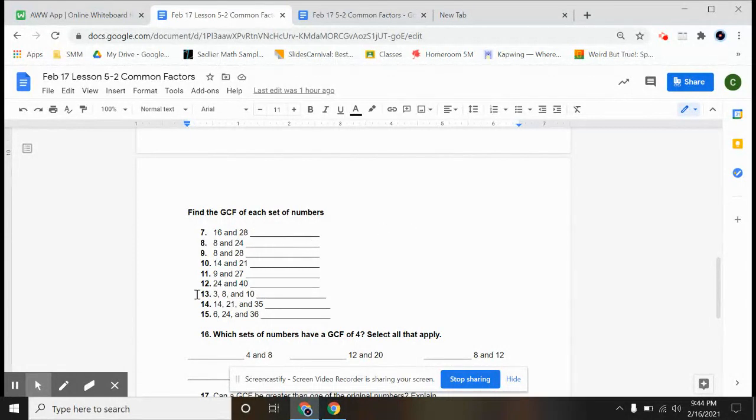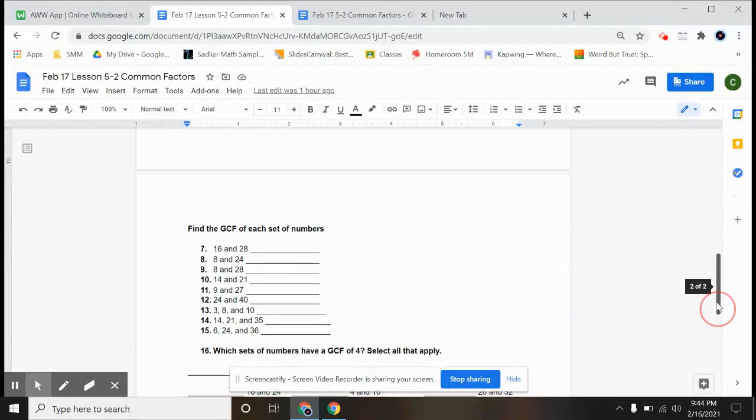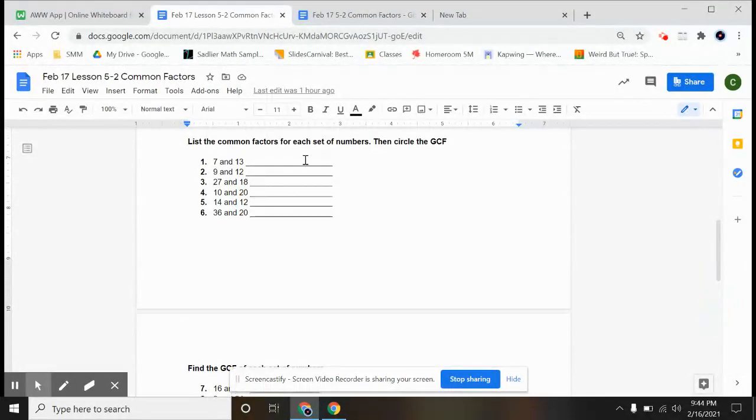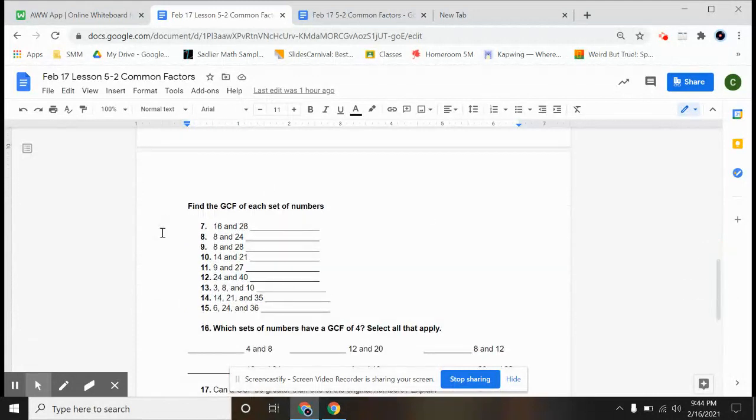The only difference between this section down here and the section up here is that the upper section wants you to list all the factors and then circle the greatest one, whereas this one at the bottom isn't asking you to list the factors. It's just asking you to say which one's the greatest. Now, obviously, you can't find the greatest one without listing all of them. But in the answer line here, I don't need to see all the factors. I only want to see one number for each of these problems.